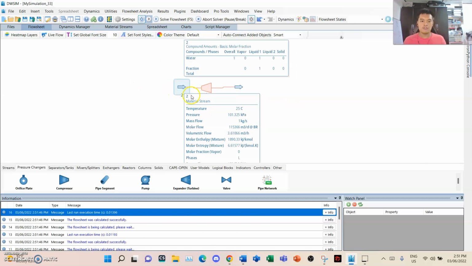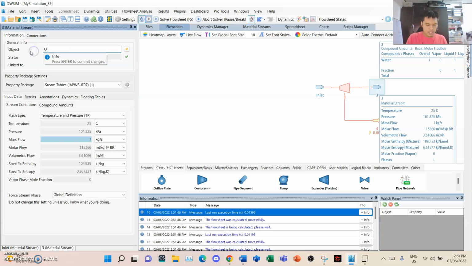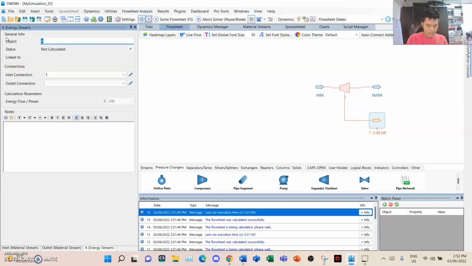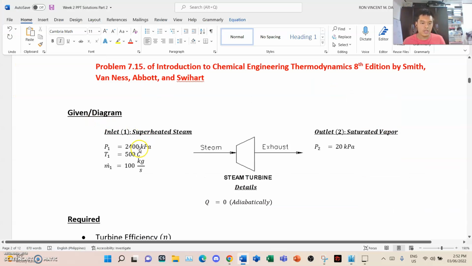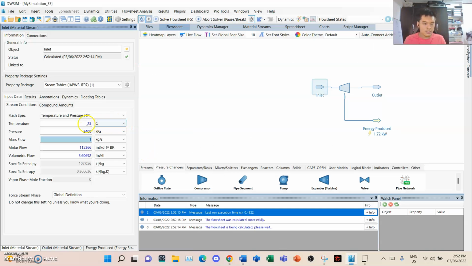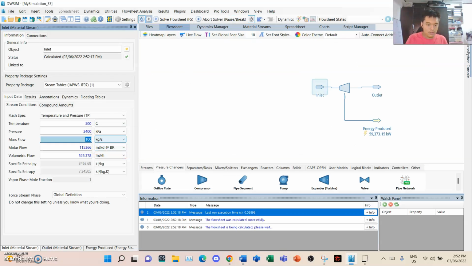Next, for the inlet, sorry, we need to rename it properly. So this is the inlet, and this is the outlet, and this is the energy produced. Sorry. Okay, then the inlet condition is at 2400 kPa and 500 Celsius and 100 kilogram per second.